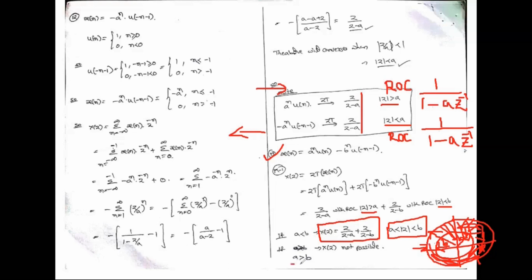And if a is greater than b, then the region for X of Z does not overlap, since a is one radius and b is smaller than a.